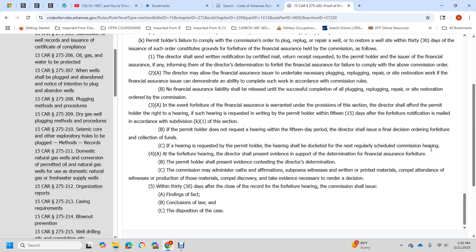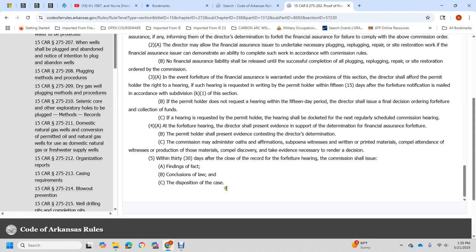The commission may administer oaths and affirmations, compel witnesses to appear, and compel the production of written or printed material through discovery. The commission shall take the evidence necessary to render a decision, and within 30 days of the close of the record in the forfeiture hearing, the commission shall issue findings of fact, conclusions of law, and disposition of the case.